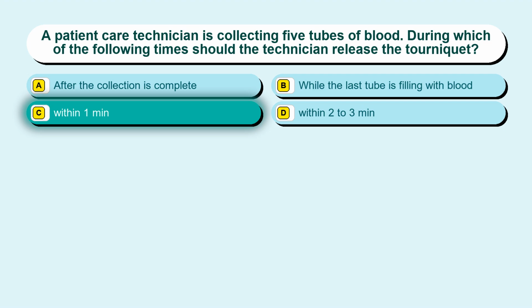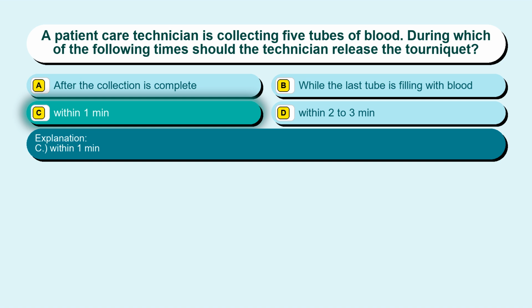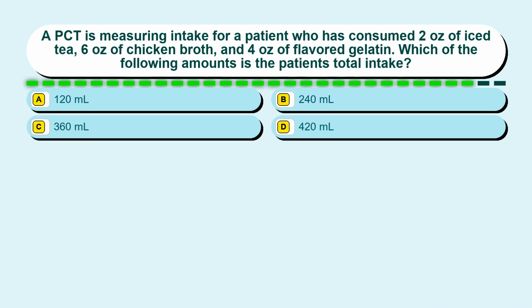The correct answer is option C, within 1 minute. Question 70. A PCT is measuring intake for a patient who has consumed 2 ounces of iced tea, 6 ounces of chicken broth, and 4 ounces of flavored gelatin. Which of the following amounts is the patient's total intake?